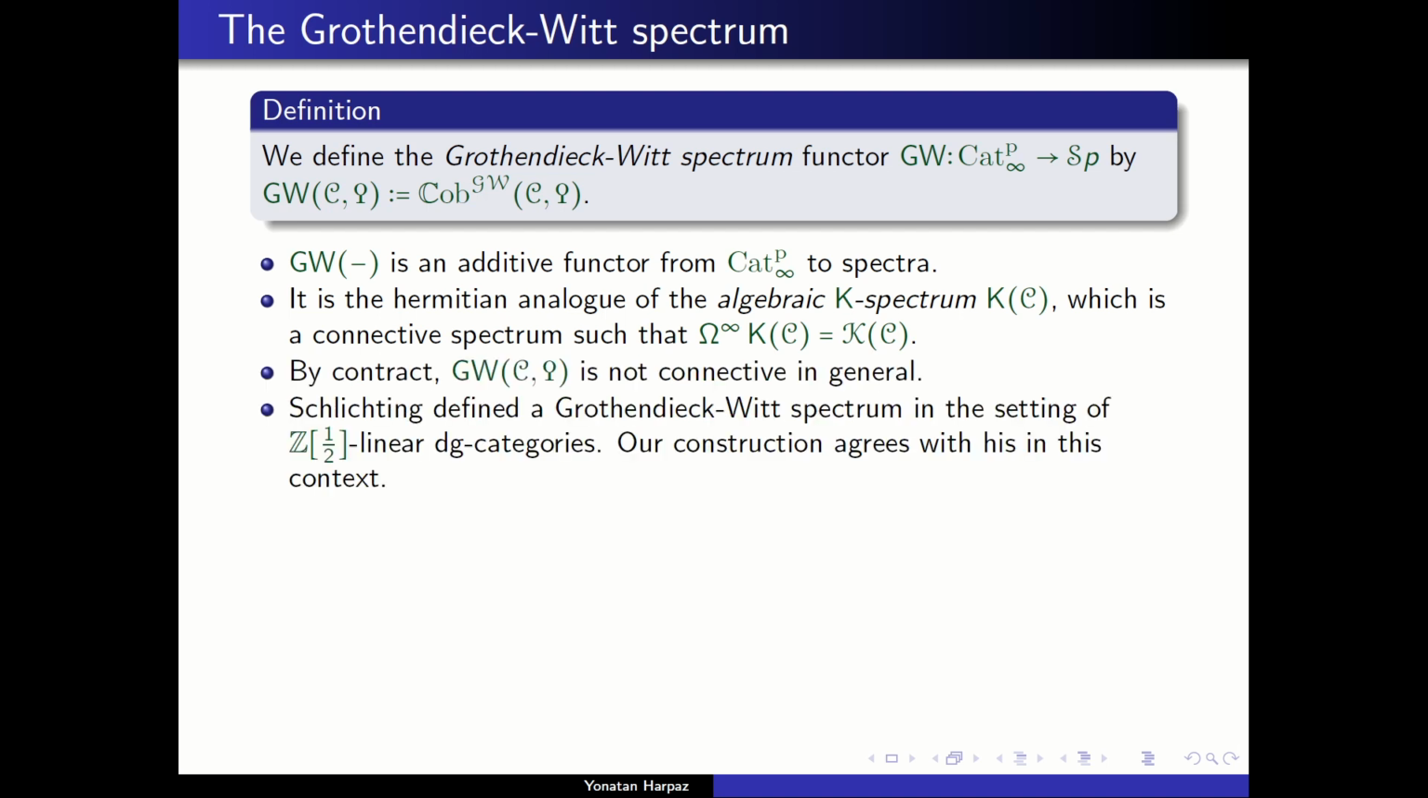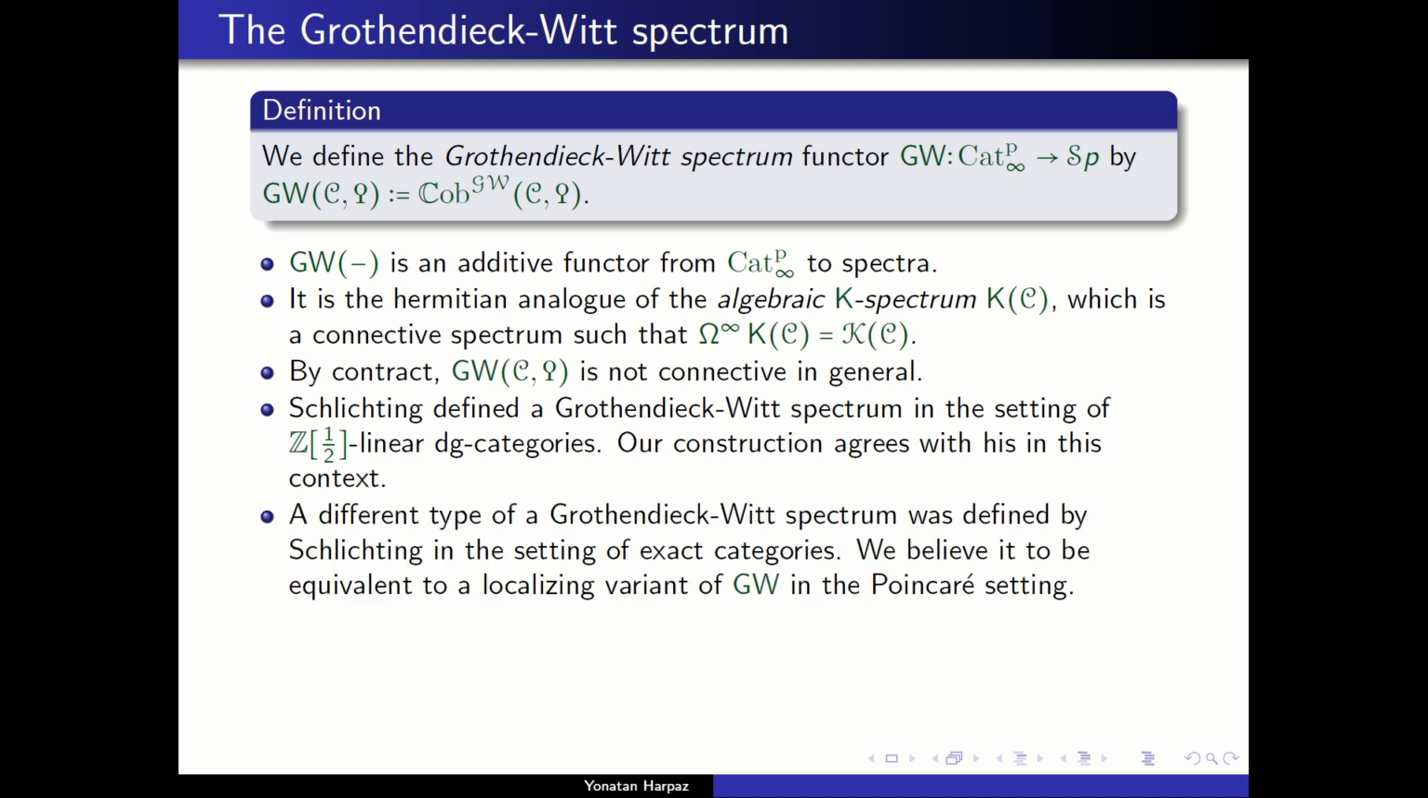And Schlichting also defined the Grothendieck-Witt spectrum in the setting of linear DG categories in which 2 is invertible. So Z half-linear DG categories. And our construction agrees with his in this context. Schlichting also defined a different type of Grothendieck-Witt spectrum in the setting of exact categories. That construction is not the same as this GW, but instead we believe that it is equivalent to a localizing variant of GW, which we call the Karoubi Grothendieck-Witt spectrum, and which can be defined in the setting of Poincaré infinity categories.